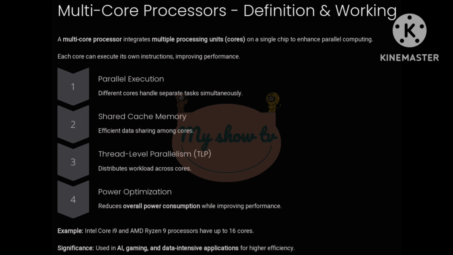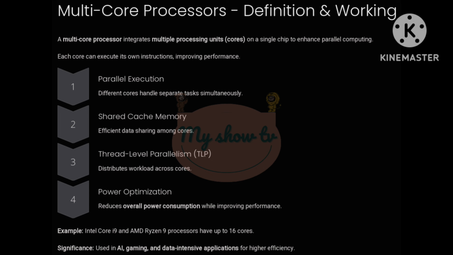How multi-core processors work. 1. Parallel execution. Each core processes different tasks simultaneously, leading to better utilization. 2. Shared cache memory. Cores share access to a larger cache to reduce memory fetch delays. 3. Thread-level parallelism, TLP. Each core can handle multiple threads, improving efficiency in multi-threaded applications. 4. Power optimization. Multi-core processors consume less power per task by distributing workloads.